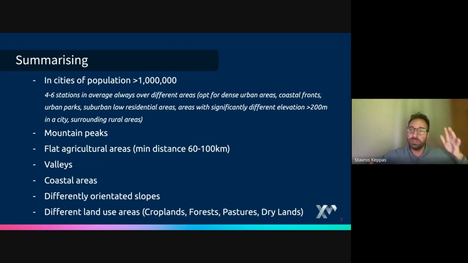Also, you can deploy stations at differently orientated slopes, as we explained in our last case, and always try to find different land use areas. I mean, cropland is different from forest, it's different from pastures, from dry lands. So let's try to cover all this diversity of land uses. And of course, try to make a quite uniform distribution over the country.